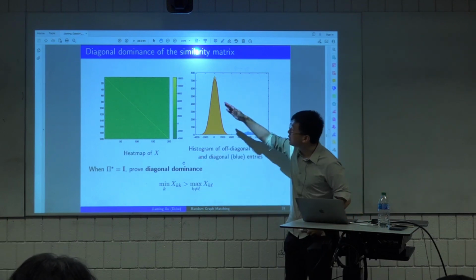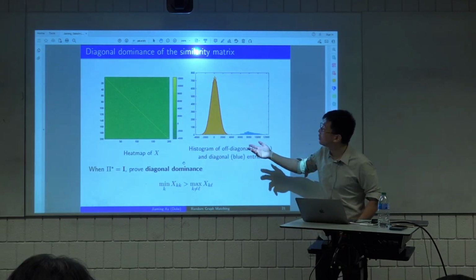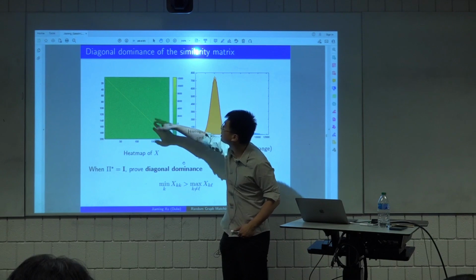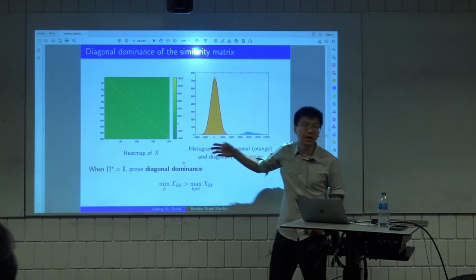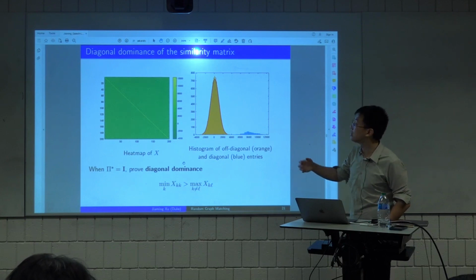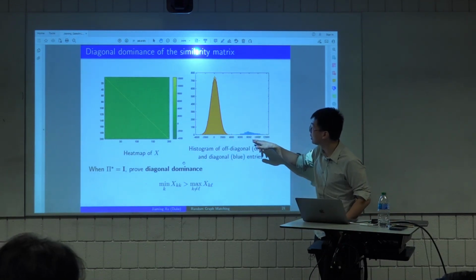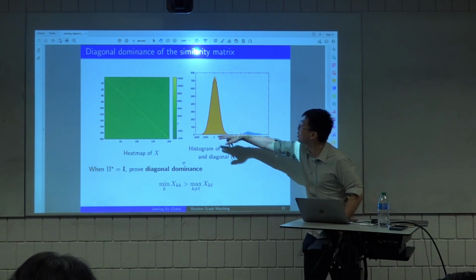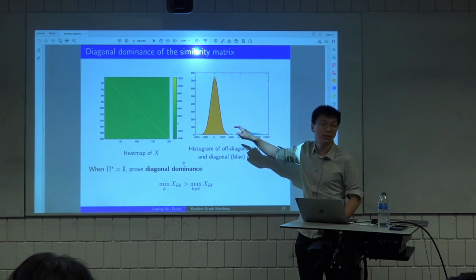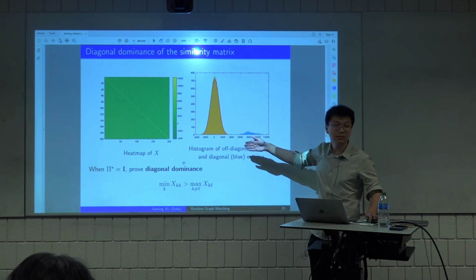You can see that here the true permutation is identity, so this is the heat map. The more yellow means the values are larger. So you can see that indeed the diagonal entries have much larger values than the off-diagonal entries. This is the histogram for the off-diagonal entries, and this is the histogram for the diagonal. So you can see that the diagonal entries are still much bigger than these off-diagonal entries. So you have this kind of nice separation, right?